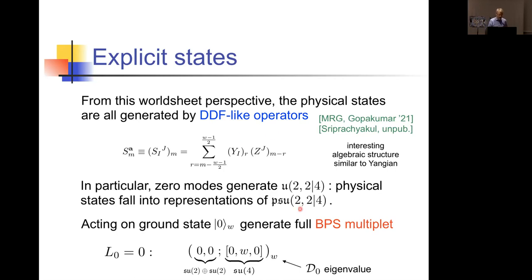Now, in particular, this will guarantee that everything falls into representations of PSU(2,2|4) because the zero modes of these DDF operators are precisely a copy of PSU(2,2|4) and will therefore guarantee that the spectrum falls in these representations. So for example, if you act on the w spectrally flowed ground state, you simply produce the full BPS multiplet, the full PSU(2,2|4) multiplet that contains the BPS state, but then obviously the other ones will come higher up.